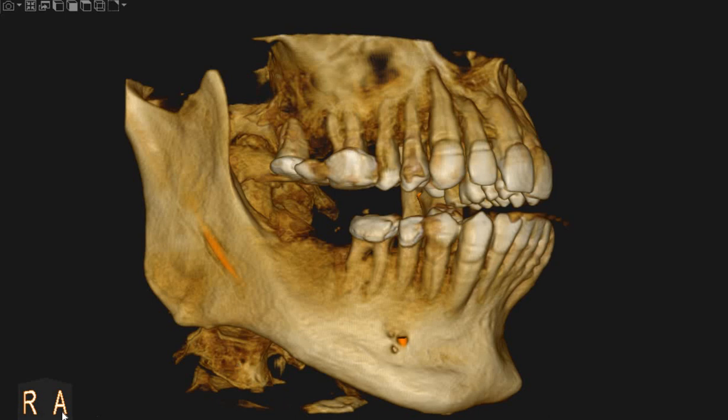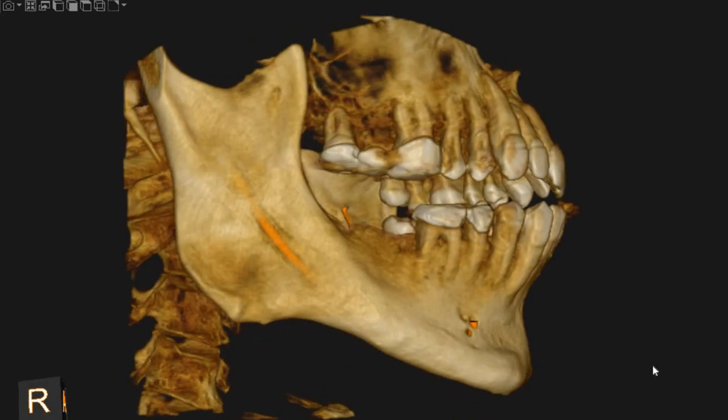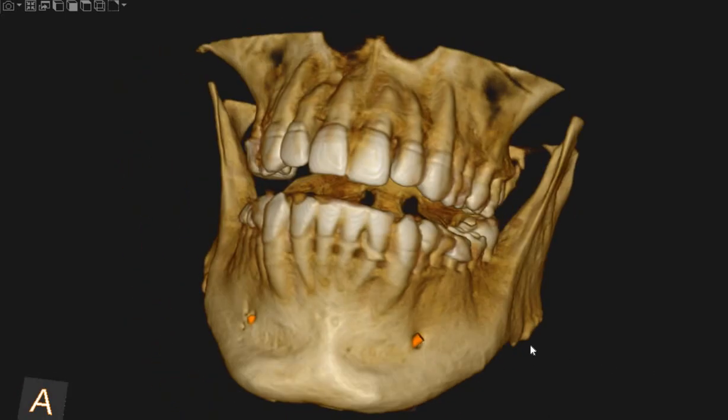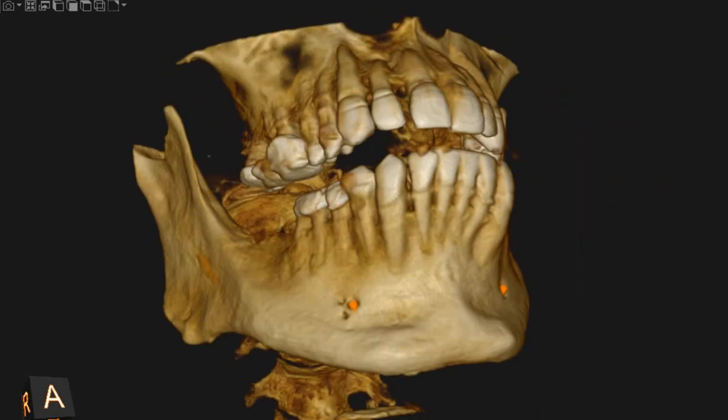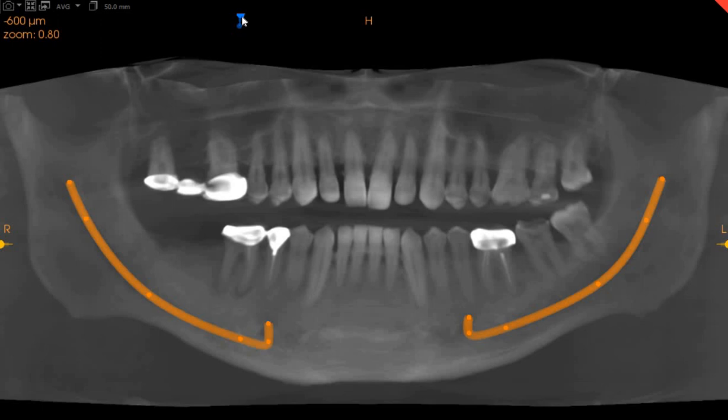This is the CBCT diagnostics. The area of interest is the lower right for implant planning, and the lower second and third quadrants. I will take you through the implant planning. First, this is the panoramic view. On the panoramic view, you can see that the lower right 5 has been root canal treated.